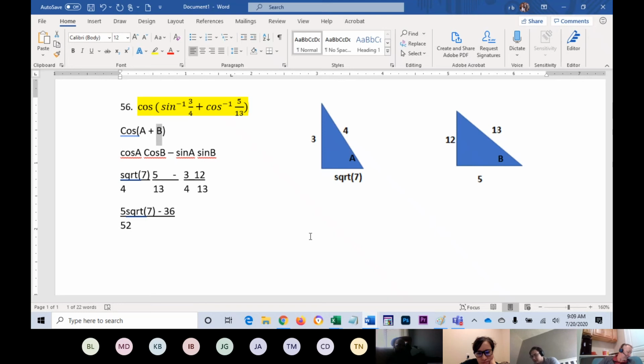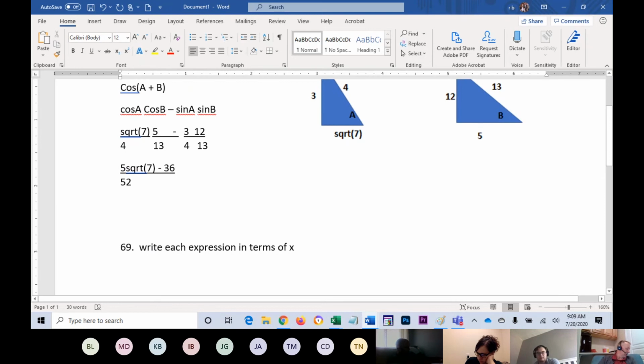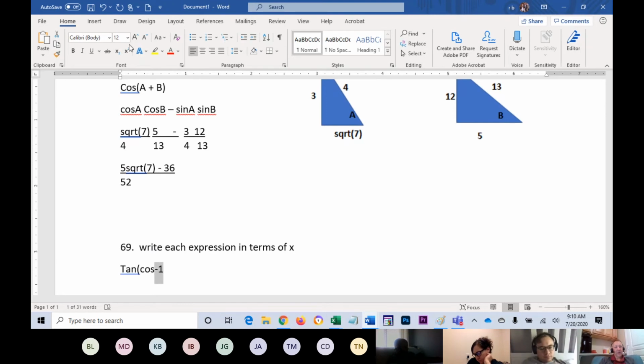All right, I'm trying to find another good one here. This one looks like a good one. How about number 69? Write each expression in terms of x. Now I'm going to need my equation editor because this is too hard. The tangent of the inverse cosine of x. Well, that worked. I didn't even need the equation editor.